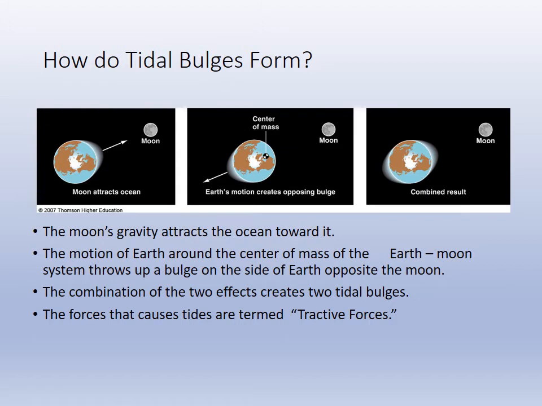And our tidal bulges are formed by, as we said, gravity and inertia. So the moon's gravity attracts the ocean towards it. And then the second inertial force pulls the water away. And take a look, the Earth's center of mass is not exactly in the center because of the Earth-Moon system.